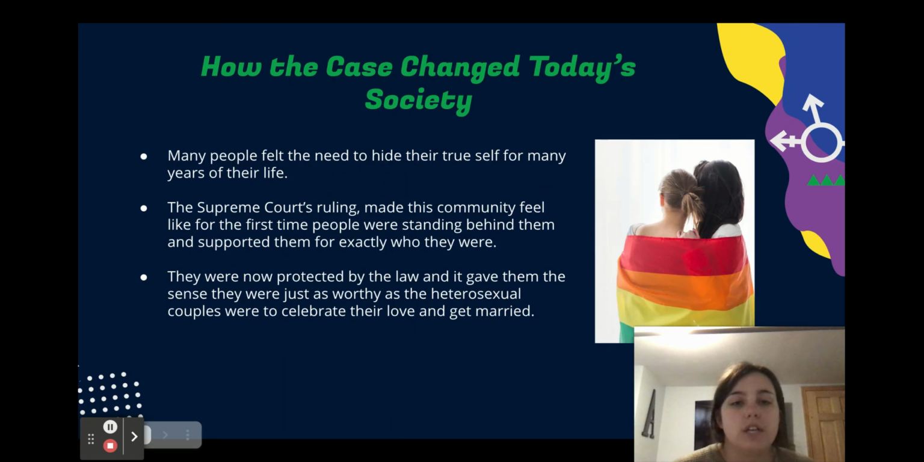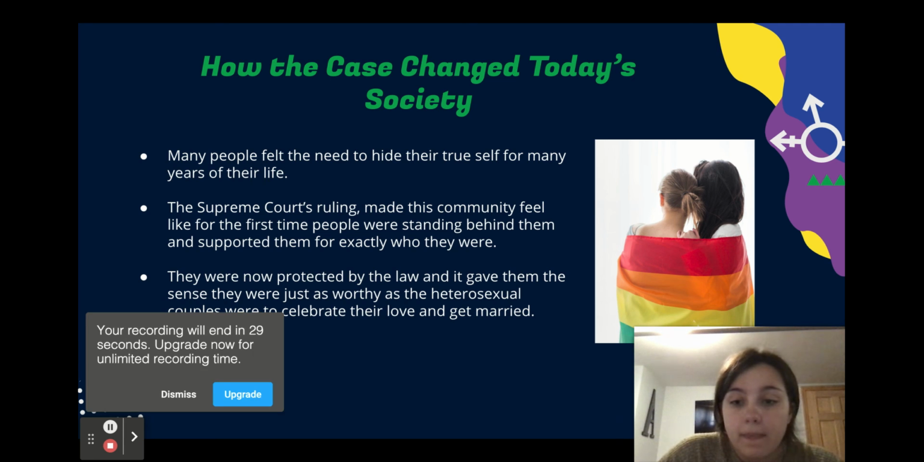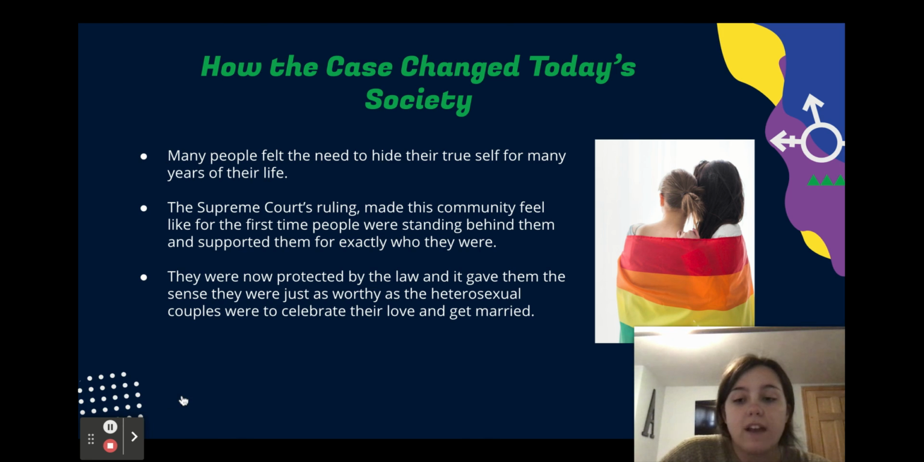So, how the case changed today's society. As we're getting older, we're in college, and this is a fairly new case. We've definitely seen this community getting the bravery to speak up. They felt like they've had to hide themselves for so long, and the Supreme Court's ruling made the community feel, for the first time, that people are supporting them and that they're protected by the law, just like heterosexual couples, to celebrate their love and marriage.